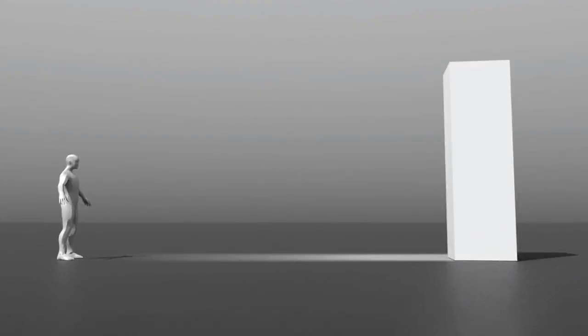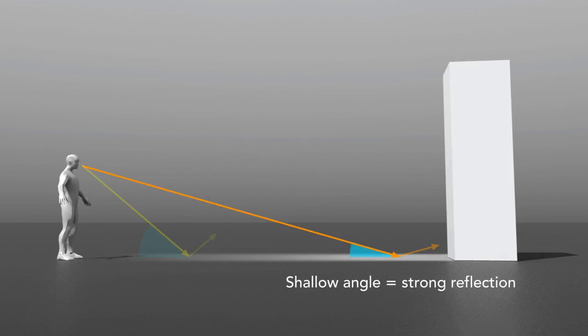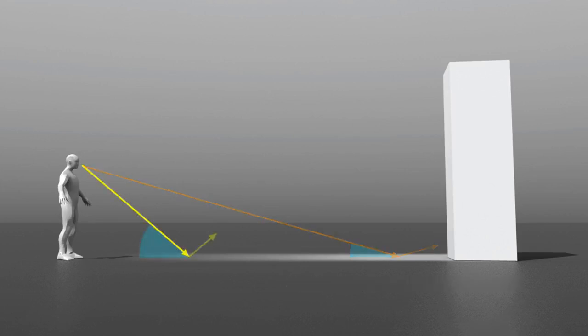So here's a person looking at that cube. The line of sight that's going to a point on the floor that is close to the feet of this person has a steep angle relative to the floor. A line of sight that is going to a point on the floor that's further away from the person creates a much shallower angle. The shallower this angle is, the stronger the reflection that we perceive. The steeper that angle is, the weaker the reflection that is perceived.